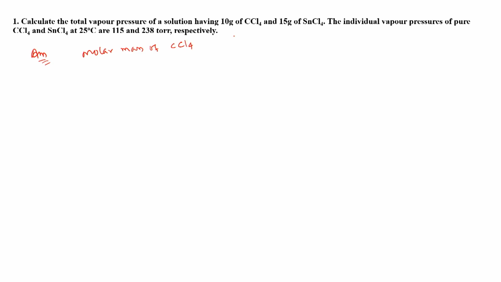Here we need the molar mass, because we need to calculate mole fraction. In order to calculate the mole fraction of each component, we need to first calculate the number of moles of each component. The weight of each component is given, so we first need to know the molar mass of the components CCl4 and SnCl4. The molar mass of CCl4 is 154 grams per mole, and the molar mass of SnCl4 is 170 grams per mole.